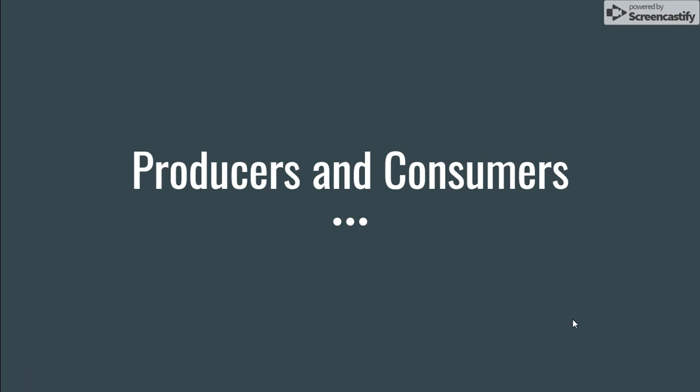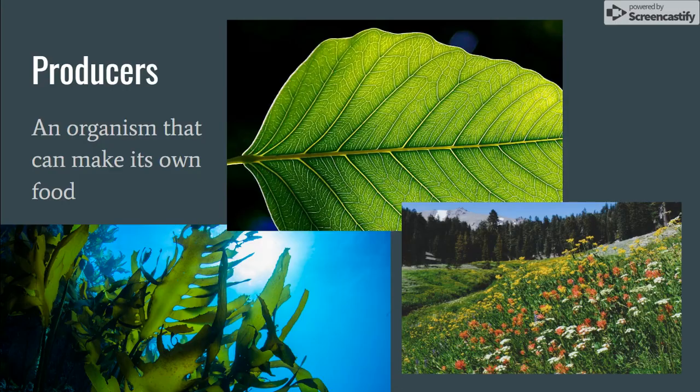Today we are going to be learning about producers and consumers. These build on what you already learned about herbivores, carnivores, and all the other different types of animals and what they are. First, we have a producer. A producer is an organism that can make its own food. It goes through the process of photosynthesis, meaning it uses sunlight, water, and carbon dioxide to convert all of that into energy that it uses.